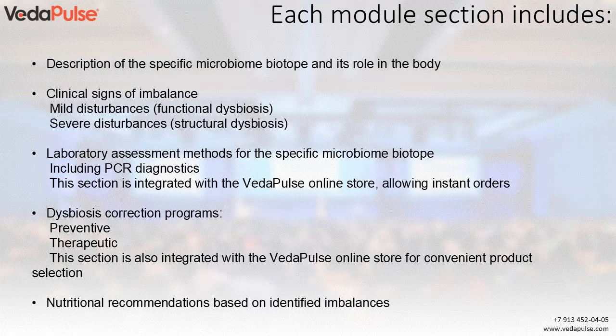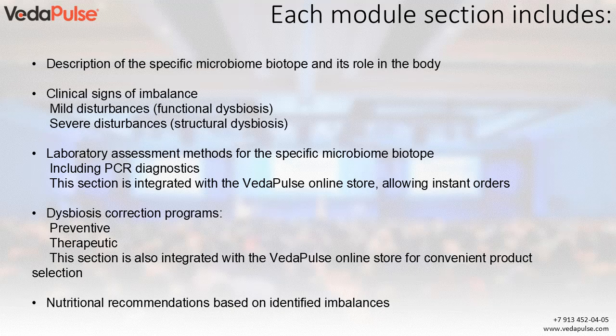Then we give you, as a specialist, a prompt that if the indirect method of functional testing, speaking about Veda Pulse, provides only a probabilistic model, and you want to deepen your knowledge further in the field of microbiome diagnostics, then there is a large block on laboratory microbiome assessment in a specific biotope, where we describe in detail what types of tests you can recommend to a person in order to deepen your understanding of the disturbance of this microbiome in that area. And perhaps the most important thing in each module section is the correction program.